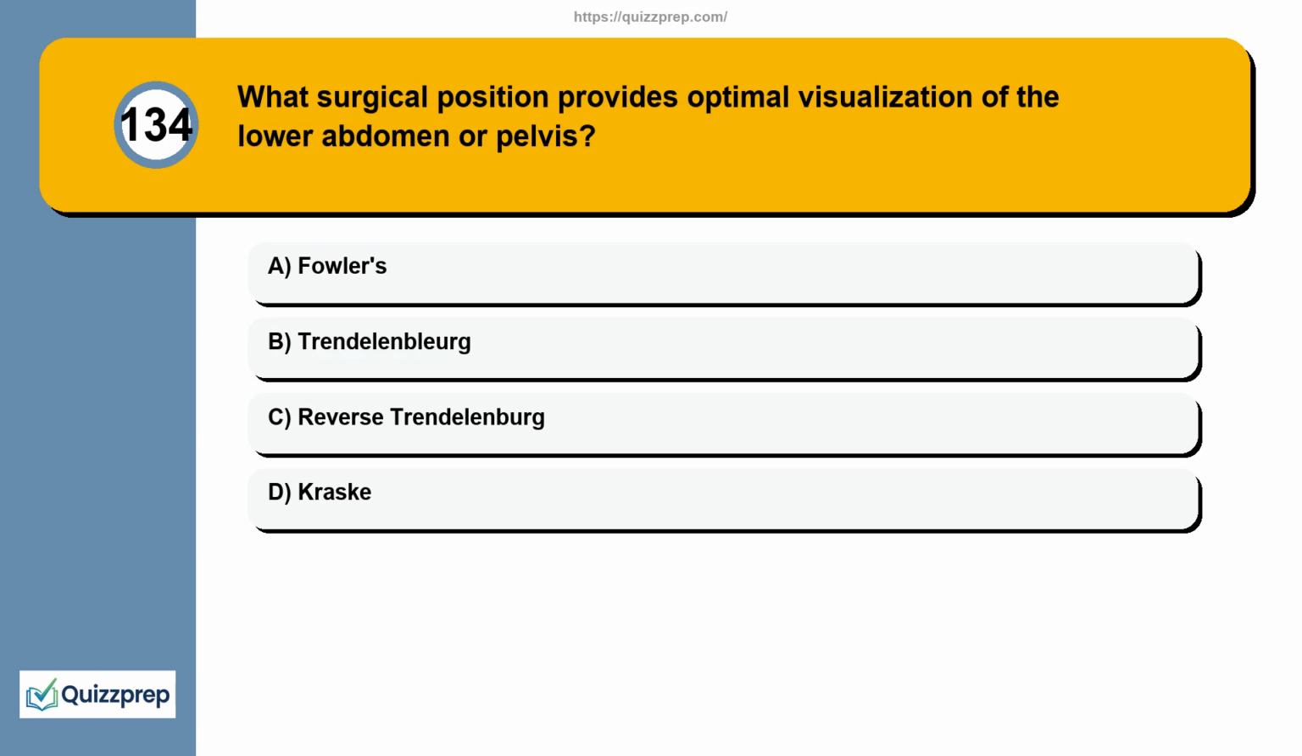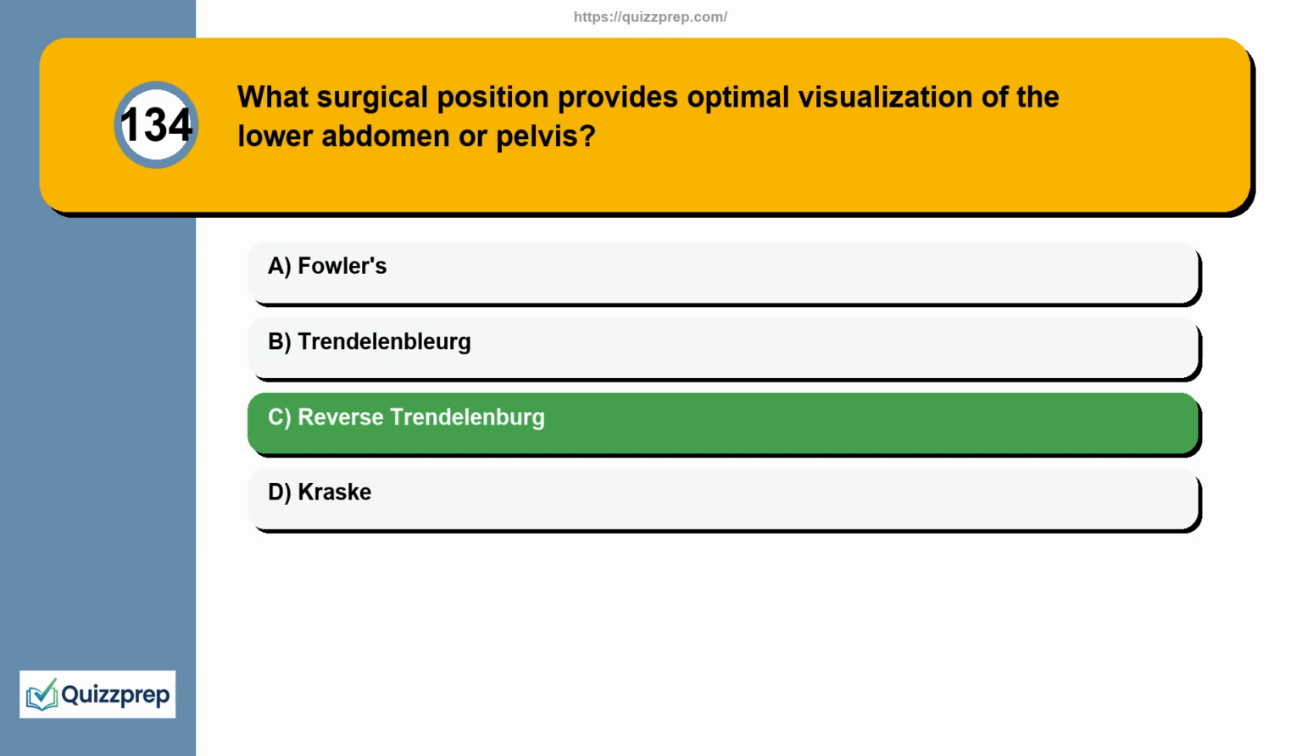Question 134. What surgical position provides optimal visualization of the lower abdomen or pelvis? Option A, Fowler's. Option B, Trendelenburg. Option C, reverse Trendelenburg. Option D, Kraske. The correct answer is option C, reverse Trendelenburg.